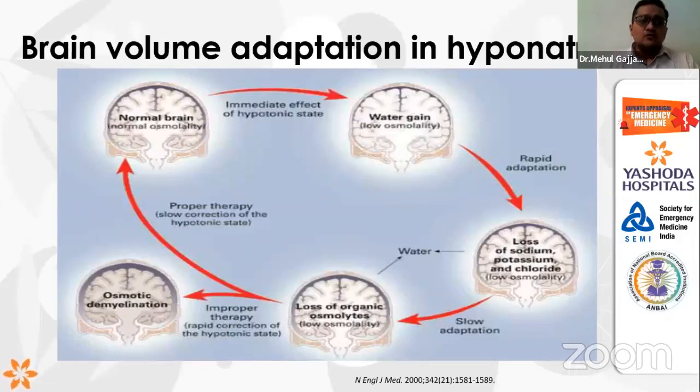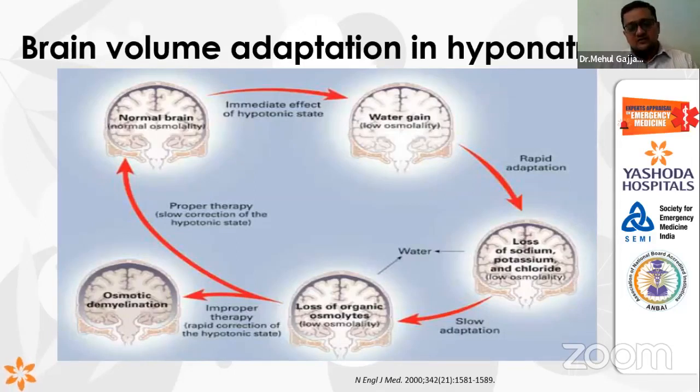Clinical features always depend on the severity of hyponatremia and the rate at which hyponatremia develops, how fast. Usually, whenever there is hyponatremia, because of low osmolarity, there is water gain. That is, water comes to the intracellular level, which leads to brain edema. Due to this, there is a rapid adaptation system which causes loss of sodium, potassium, and chloride from the cell, which leads to outward movement of water from the cells.